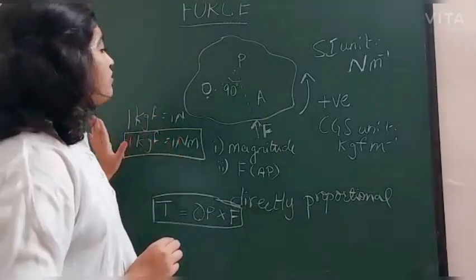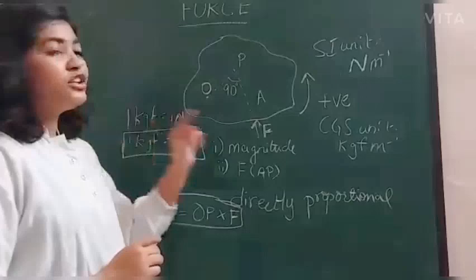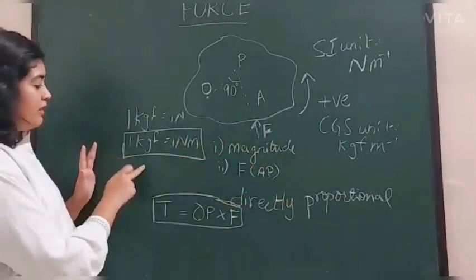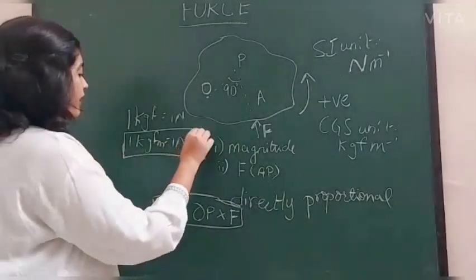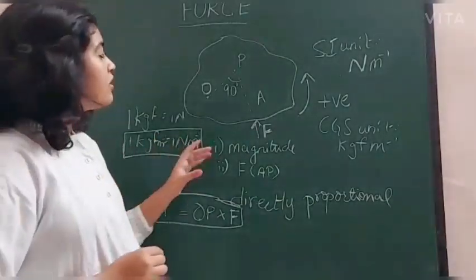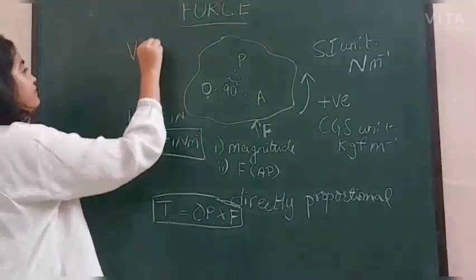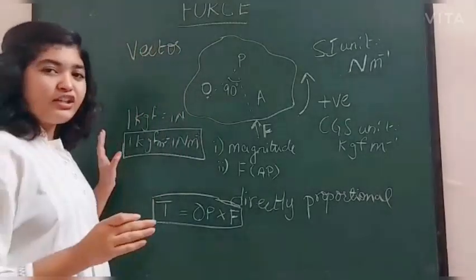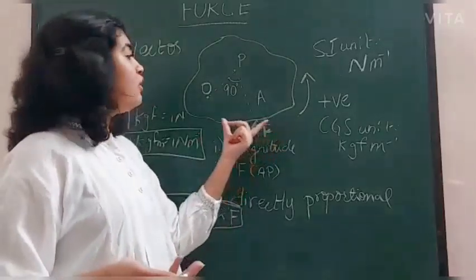So this is the moment of force or torque I have explained, and these are the factors, and the units are very important to remember. And this is the relation here: 1 kgf meter is equal to 1 Newton meter. And one more thing, the moment of force is a vector quantity, which means it has magnitude as well as direction. I have already mentioned the direction over here before.